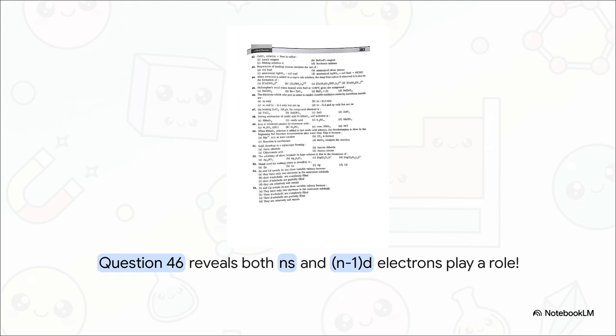Well, if we look at this specific problem, question 46 from the source, it brilliantly highlights the chemical secret. To show variable oxidation states, transition metals don't just use their outermost s orbital electrons. They dip into their inner n-1 d orbital electrons too. Why? Because the energy gap between that outer s shell and the inner d shell is incredibly tiny. The electrons from both subshells are essentially right there, available to jump into chemical bonds.